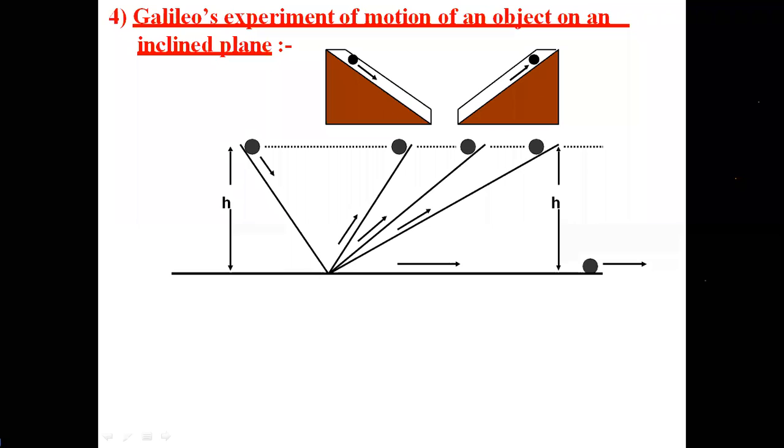After climbing the other inclined plane also, it reaches the same height. That means there is no change in the height of the body, but there is a change in distance. See, this line and this line are the distance changes, and this line and this line are distance changes. That means if you decrease the inclination of the inclined plane, then the distance also increases. If you observe here, the distance traveled by the body increases, but what about height? Height is the same. So this is the Galileo experiment.